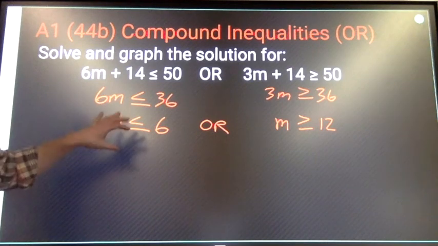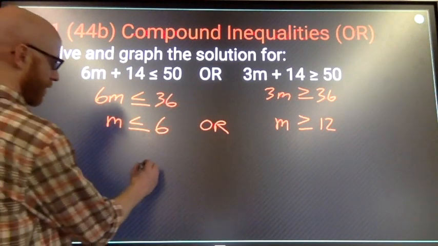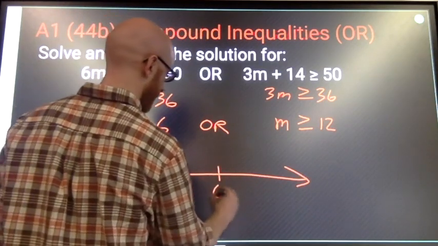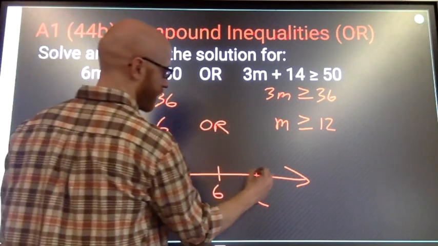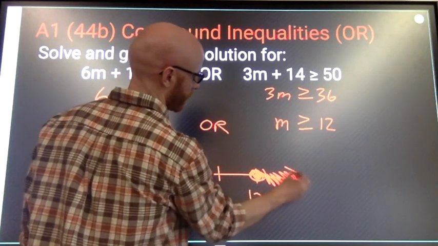Okay, either m is less than or equal to 6 or it's bigger than or equal to 12. Graph it. 0, 6, 12. M is allowed to be 12, and it's allowed to be bigger than 12.